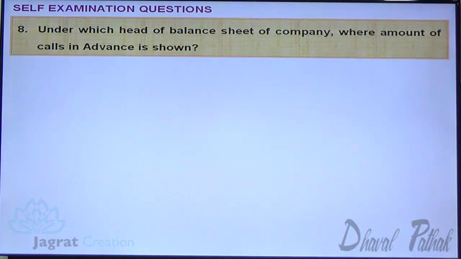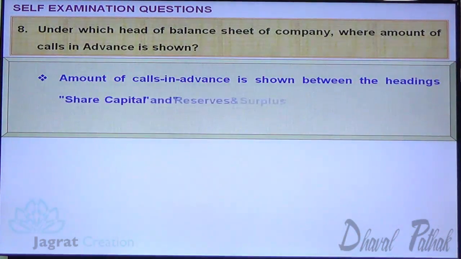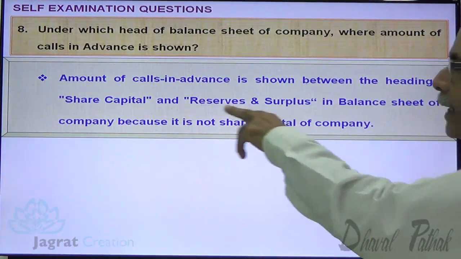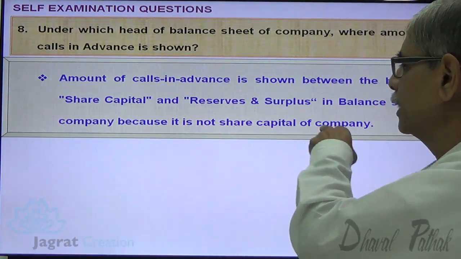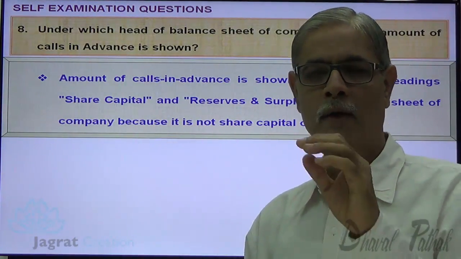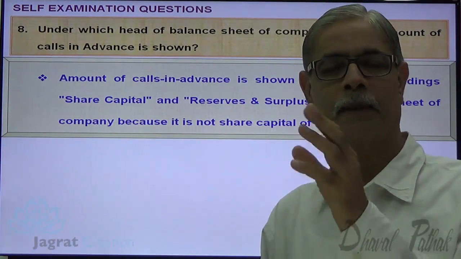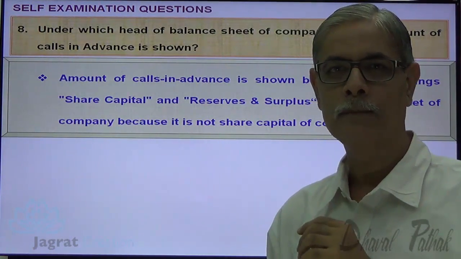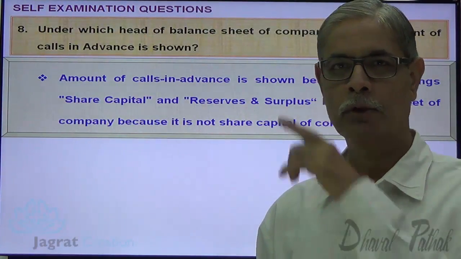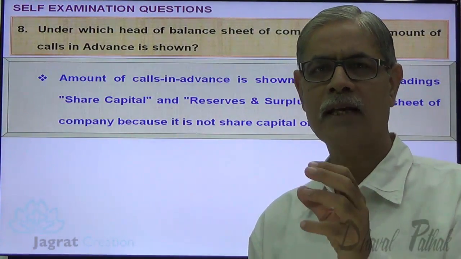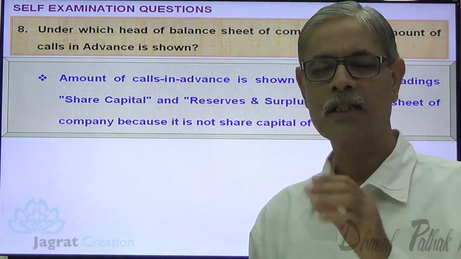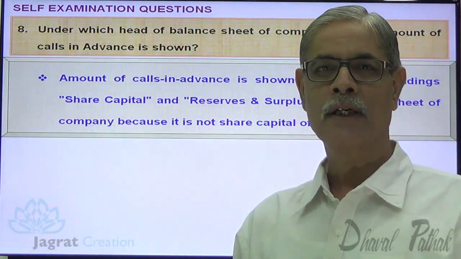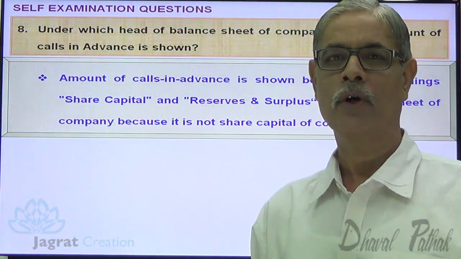Under which head of the balance sheet of a company is the amount of calls in advance shown? The amount of calls in advance is shown between the headings of share capital and reserves and surplus in the balance sheet of a company, because it is not share capital of the company. Now, as per revised Schedule 6 and as per Schedule 3 of the new company code, such an amount is to be shown not in the manner prescribed here, but as those things are not expected for you to know, I just limit myself, but it is disclosed under the title of share warrants.